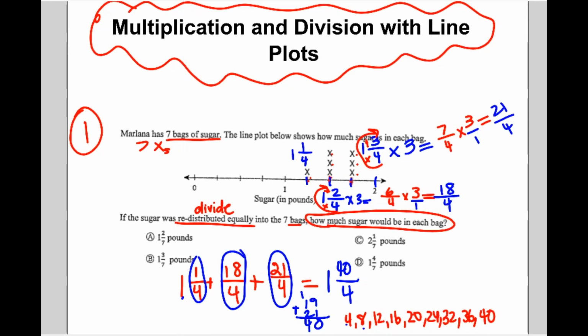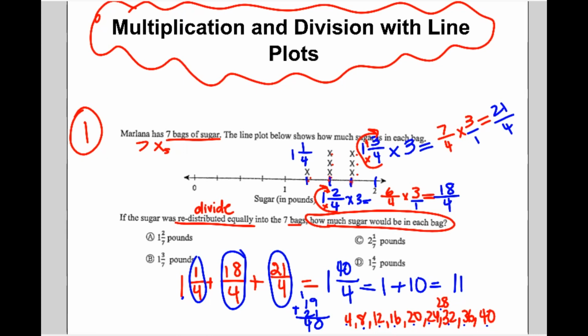Which number is that? 1, 2, 3, 4, 5, 6, 7, 8, 9. I missed something. 4, 8, 12, 16, 20, 24, 28. I missed 28. So then that's our 10th. So now I have 1 plus 10, which equals 11.